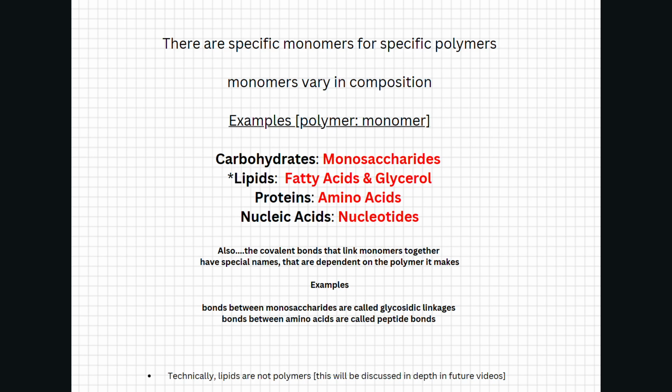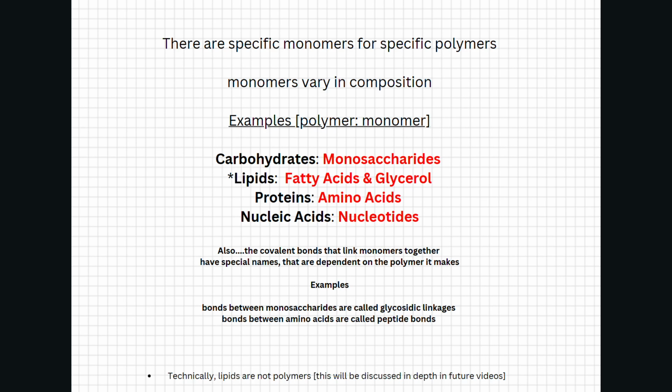So some examples: I have the polymer and the monomer. Carbohydrates have a monomer of monosaccharides. Lipids have a monomer of fatty acids and glycerol. And I'm sure you can see the asterisk next to lipids. That's because they're technically not polymers, and this will be discussed in depth in future videos. But for today, let's just think of them as this. And then proteins, their monomers are amino acids, and nucleic acids have nucleotides as their monomers.